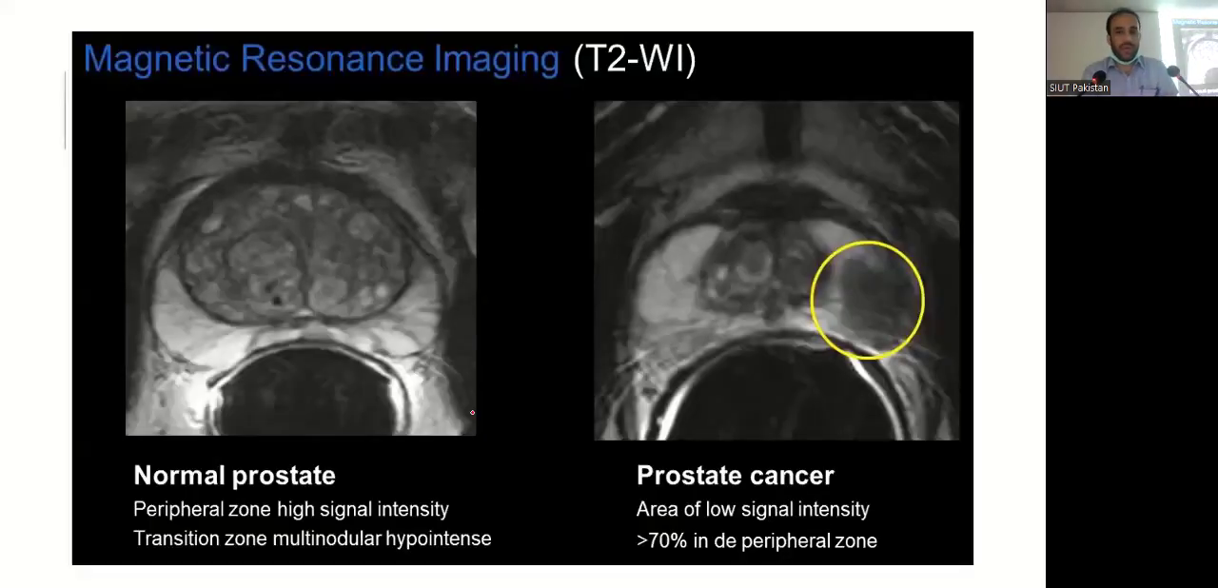So this is the T2 weighted imaging. This is the normal prostate. The peripheral zone is high signal intensity. And there is a multi-nodular hypointense lesion in the transition zone, this one. And also in prostate cancer, this is the peripheral zone, with an area of low signal intensity in the left peripheral zone of the prostate.